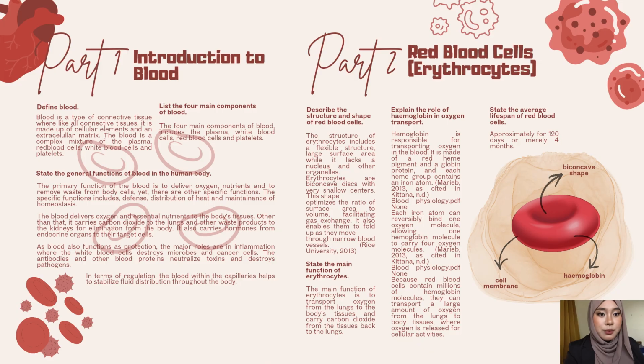So the cellular components include the erythrocytes. These biconcave anucleated discs have a shape that optimizes the surface area for gas exchange and allows them to fold when moving through narrow capillaries. Each red blood cell contains millions of hemoglobin molecules which reversibly bind oxygen and transport it to the tissues.